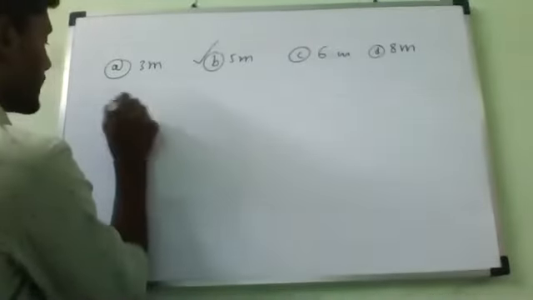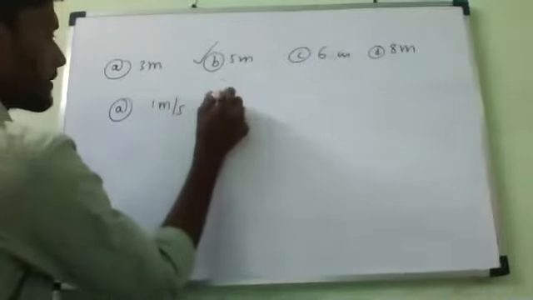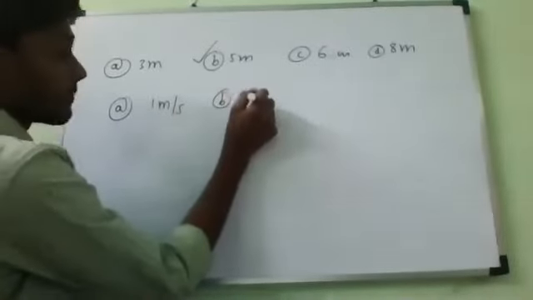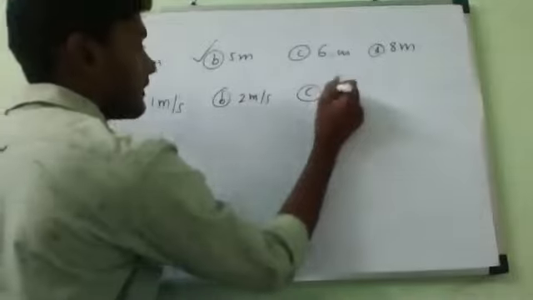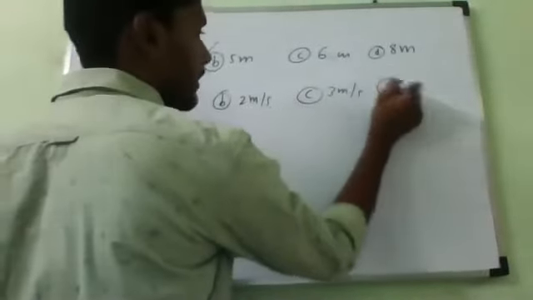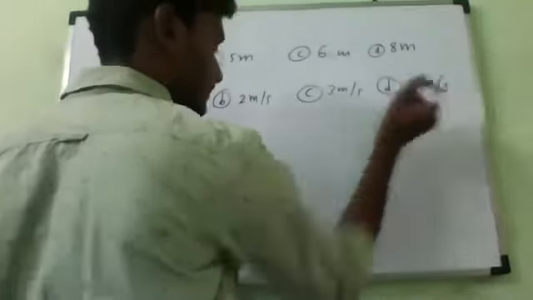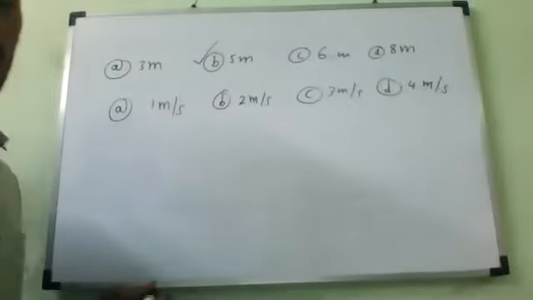A, 1 meter per second. B, 2 meters per second. C, 3 meters per second. And D, 4 meters per second. I want the answer.